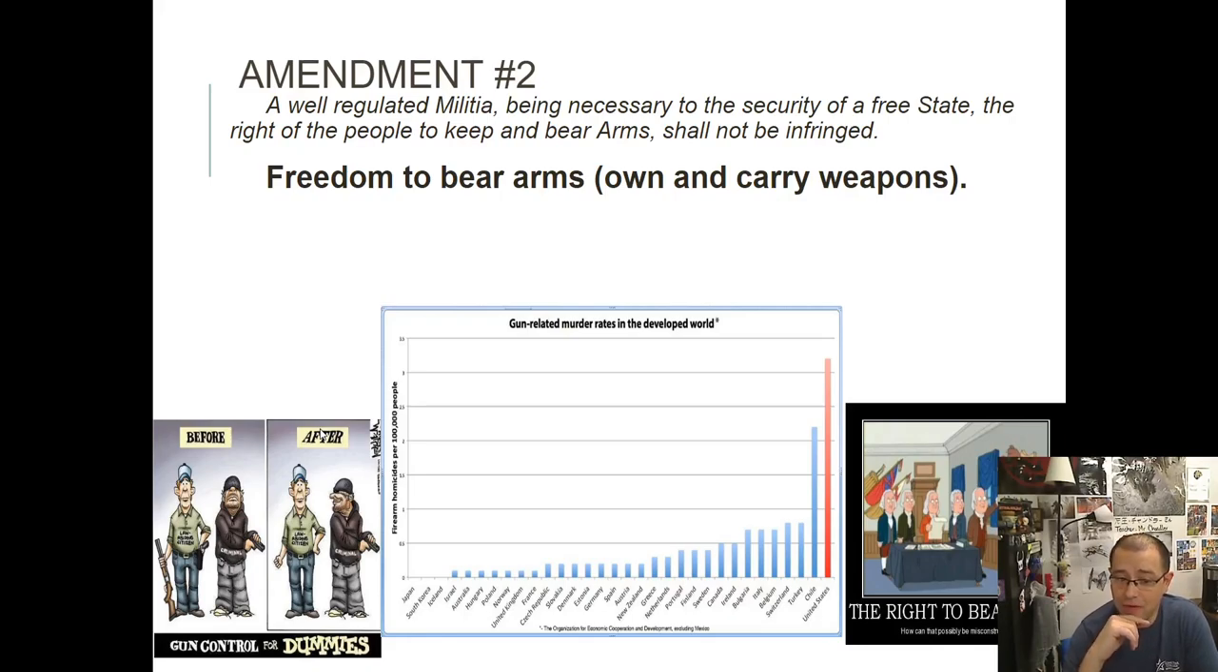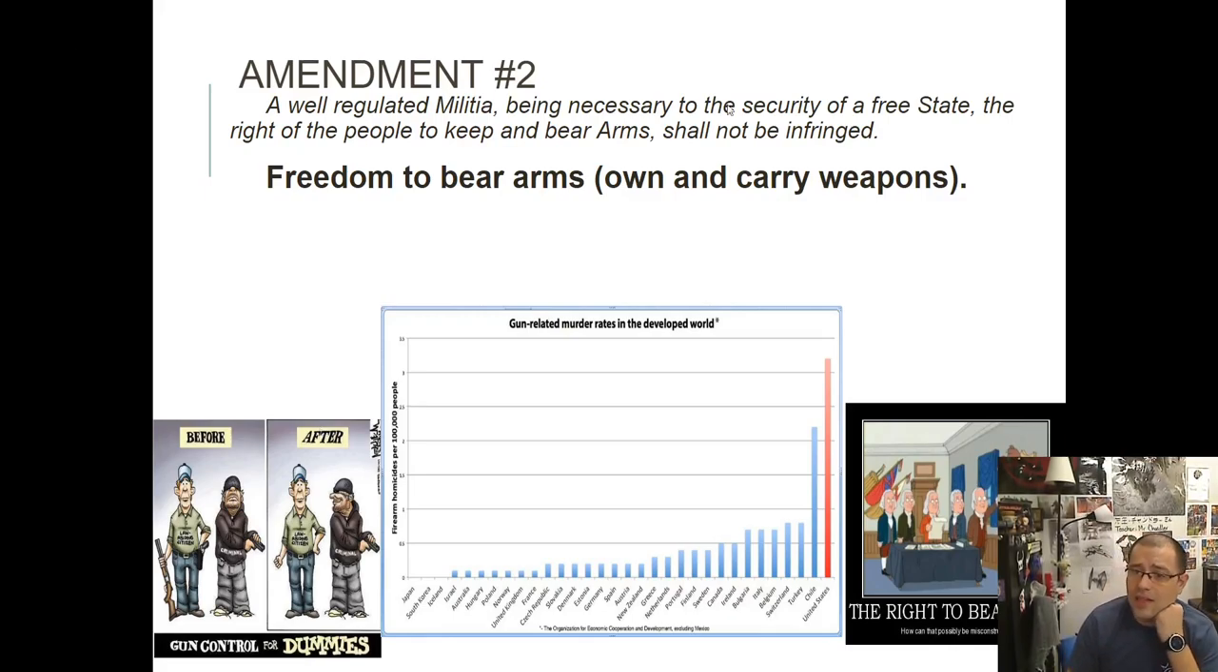I included three different graphics here to try to show different points of view and to be balanced. On the left, we have a cartoon that says before and after gun control. On the before side, we have a law-abiding citizen and a criminal, both armed. On the next side, the criminal is still armed, but the law-abiding citizen is not. The point being that gun control only works if everyone obeys the law.